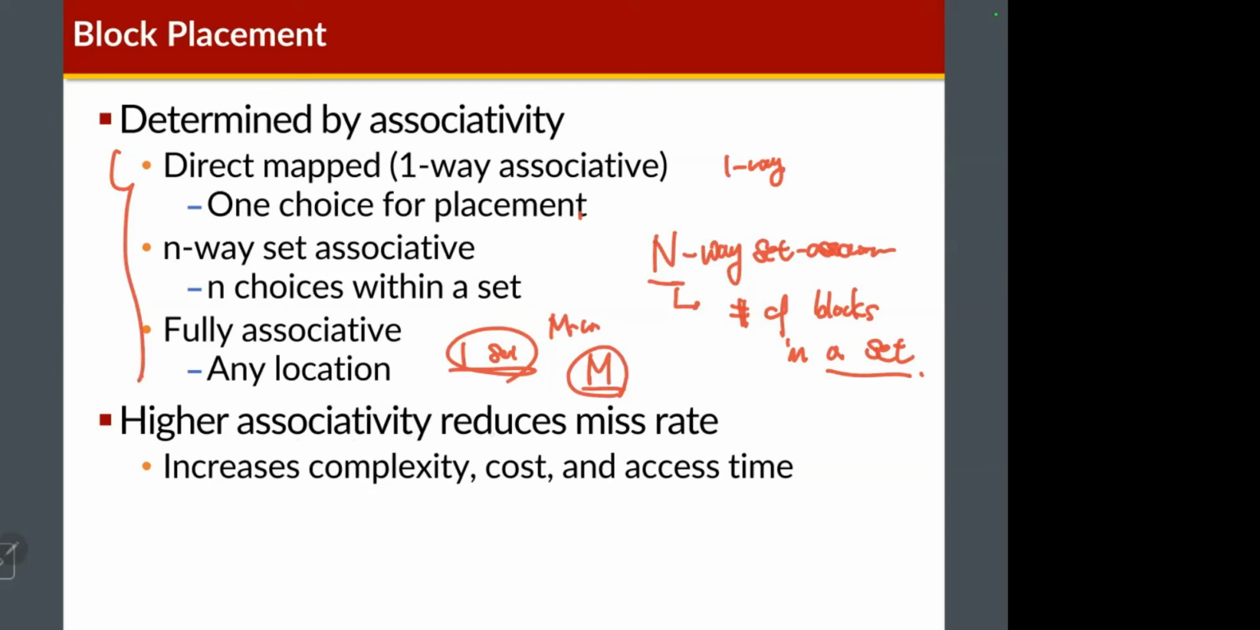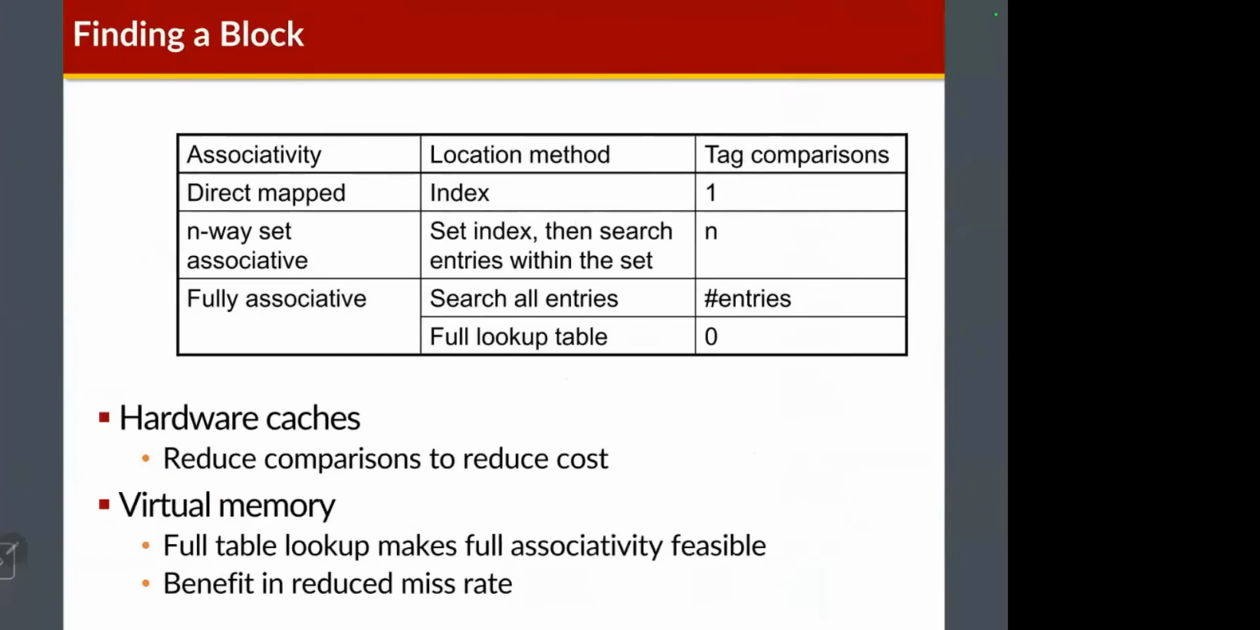Then, higher associativity reduces the miss rate, right? But as I explained, the miss rate is not linearly proportional to the associativity of a cache. The miss rate can be saturated. So the fully associative cache is the most expensive cache, but we don't need to use it because the miss rate is saturated by associativity.